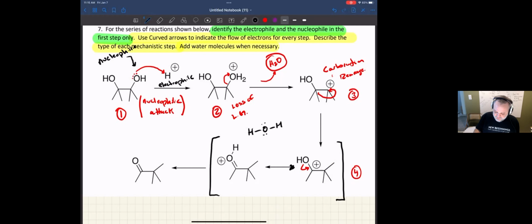And so what happens in between 4 and 5? It looks like the hydrogen on the protonated carbonyl group is removed. And the water is what must do that. And so this one is a proton transfer. Okay, that's all there is to it.